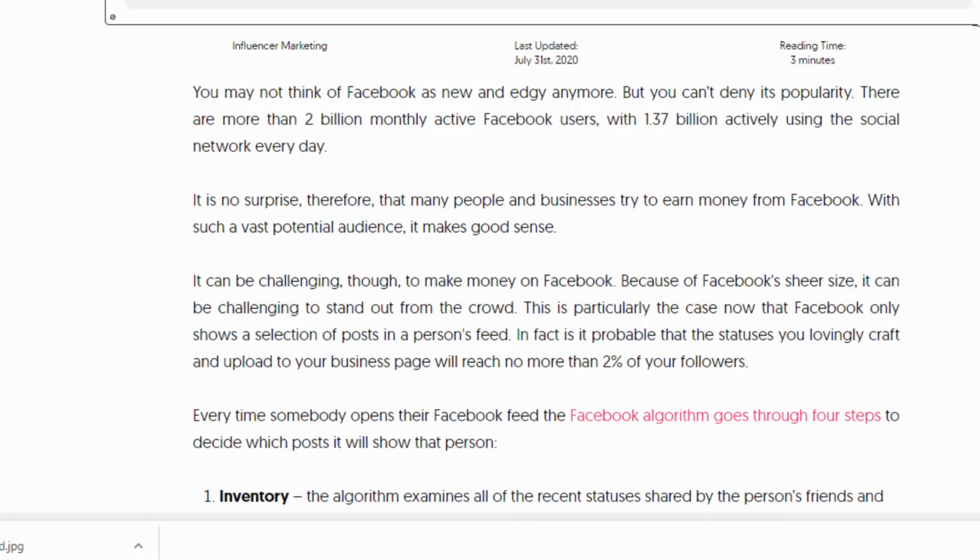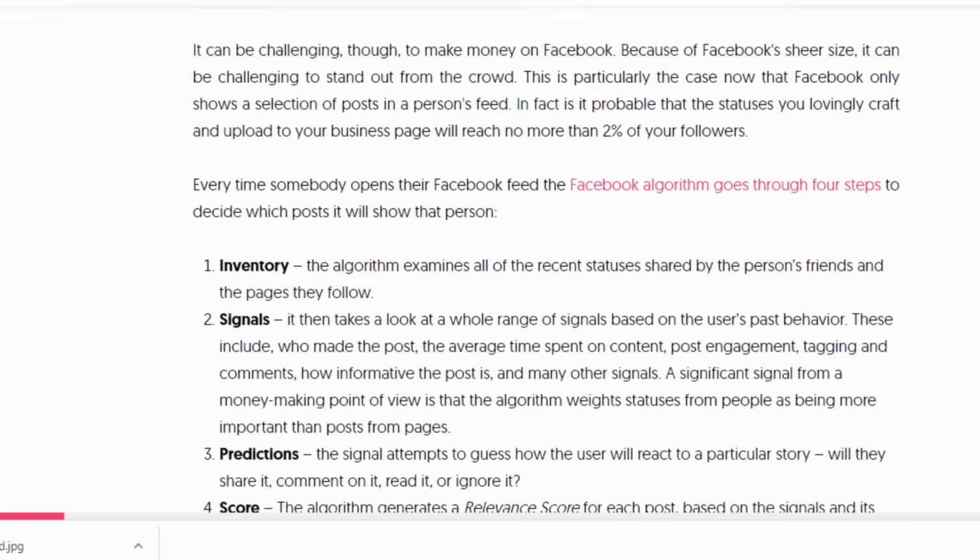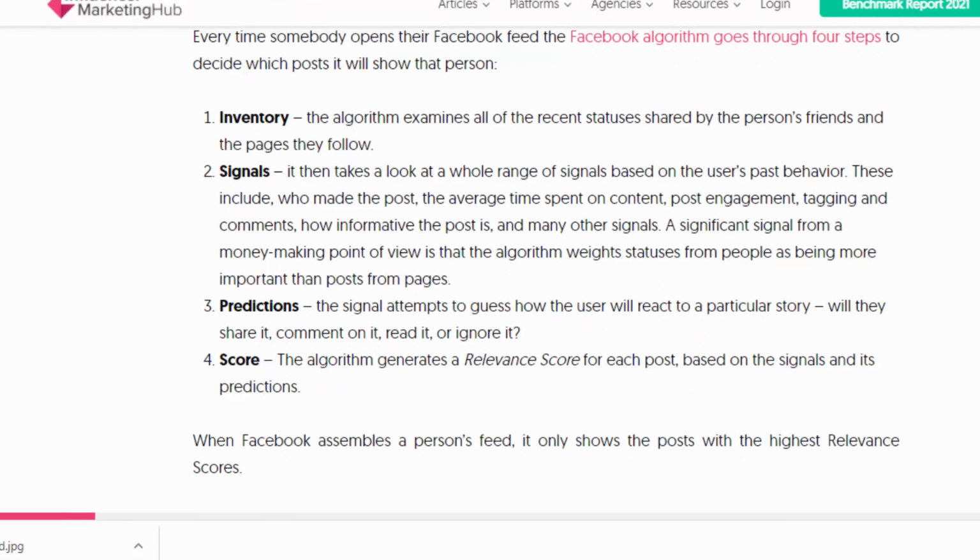Every time somebody opens their Facebook feed, the Facebook algorithm goes through 4 steps to decide which posts it will show that person. First one is inventory. The algorithm examines all the recent statuses shared by the person's friends and the pages they follow.